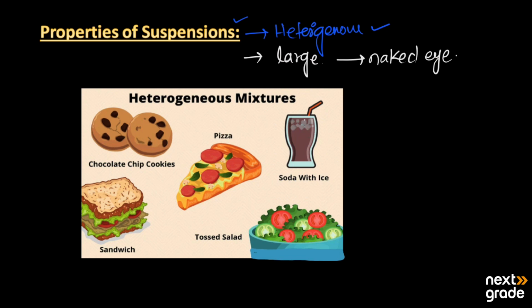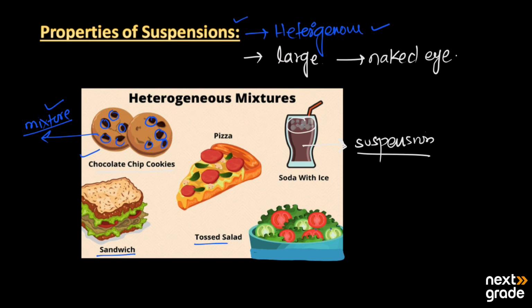We have a lot of examples. If we have ice in soda water, this is a suspension. If we have chocolate chip cookies, these cookies have chocolate chips in them, and it is a heterogeneous mixture, so this is a suspension. A sandwich, a toast salad, and pizza are all examples of suspensions.